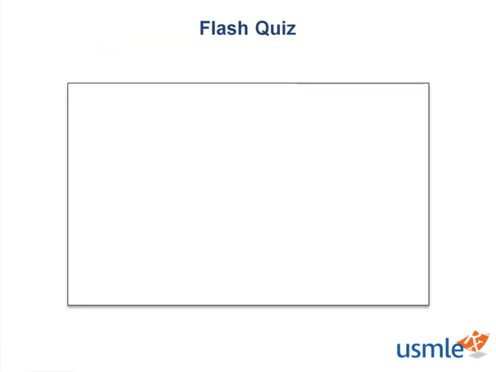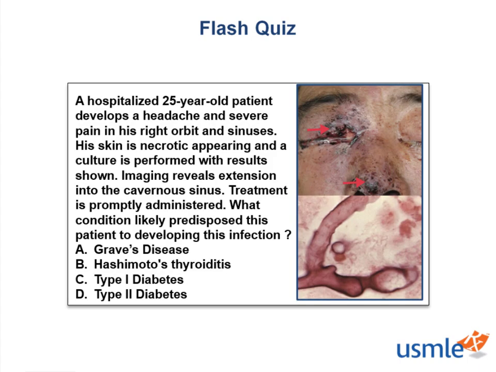Alright friends, it's time for a flash quiz. The question reads that a hospitalized 25-year-old patient develops a headache and severe pain in his right orbit and sinuses. His skin is necrotic appearing and a culture is performed with results shown. Imaging reveals extension into the cavernous sinus. Treatment is promptly administered.